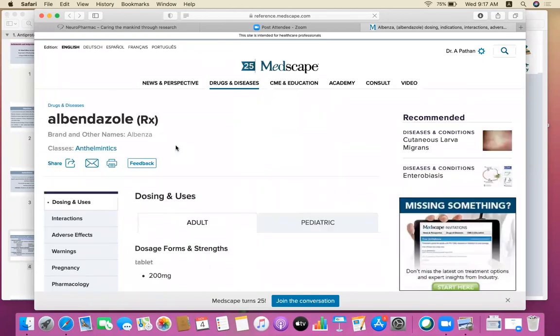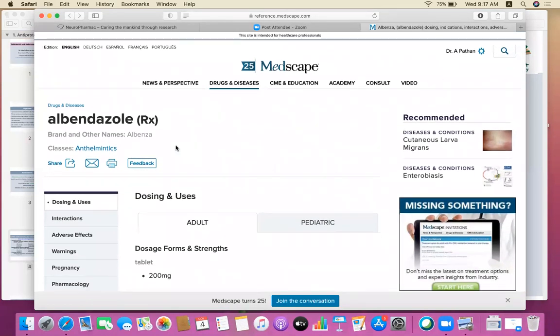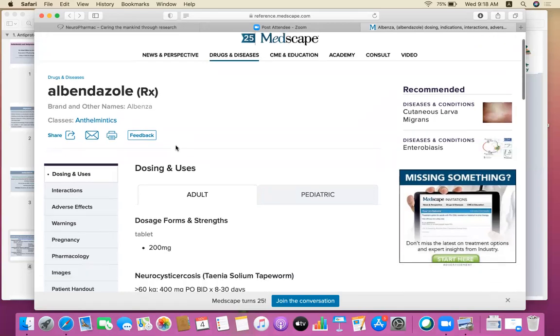I request and recommend all of you, please make a Medscape account, which is free. You just have to use your email ID and a password. So, what is the benefit of an account? If you are using an account, you can access more information. Without an account, you are not able to access the information. So here albendazole's classic category is anthelmintic.